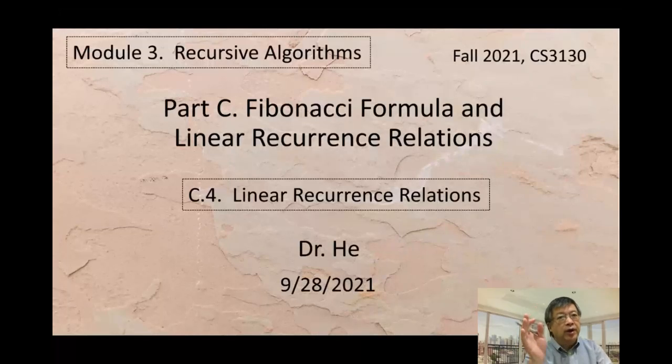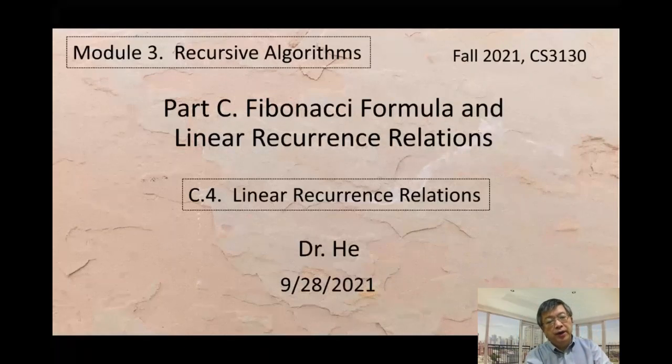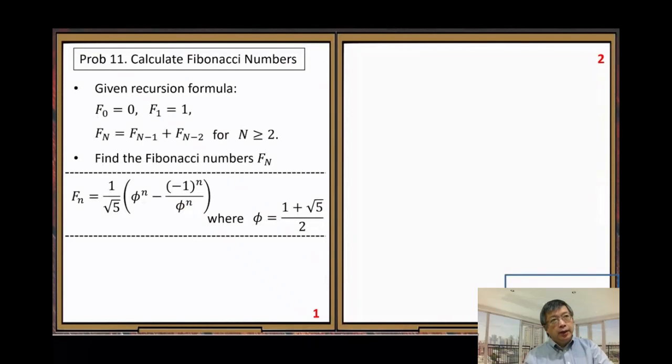C.4, linear recurrence relations. In this part, we will find the solution of Fibonacci numbers directly. All right? Because nobody can guess this formula, right? Nobody, no matter how smart he or she is, no way to guess this formula. So for that reason, we need to find the solution. We need to do a lot of logical reasoning to find the solution.